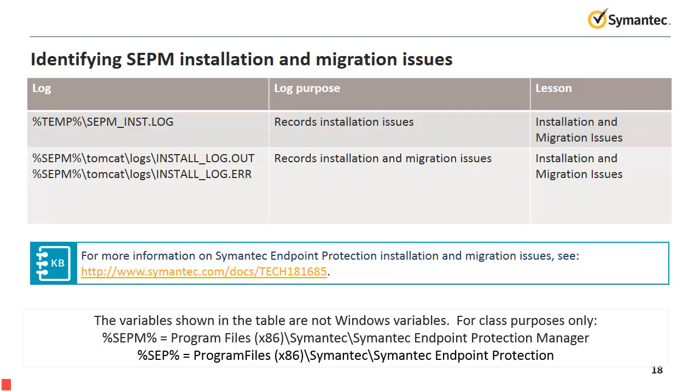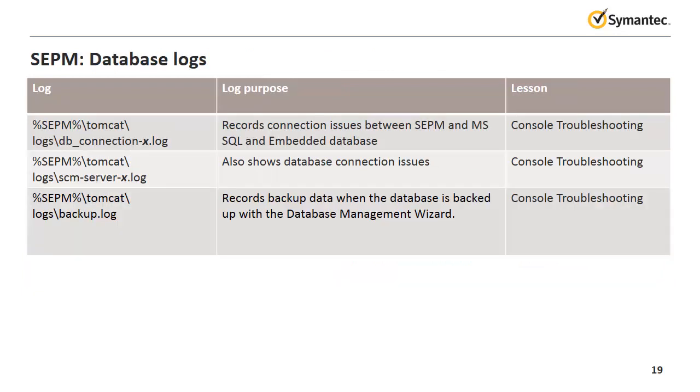You'll see an explanation of the error, and you can also look in the Windows Event Viewer for more installation errors. In the viewer, you can just search for error and warning messages. And for more information on installation and migration issues, you can see the KB article shown on the screen. And we'll talk more about this in the installation lesson.